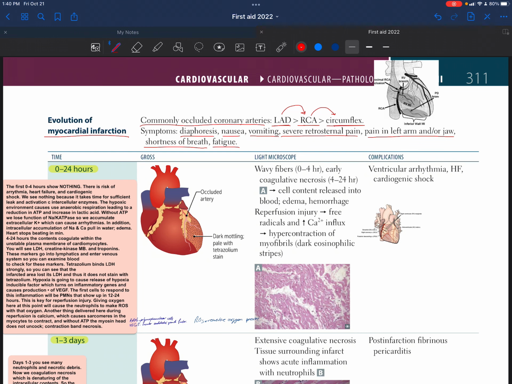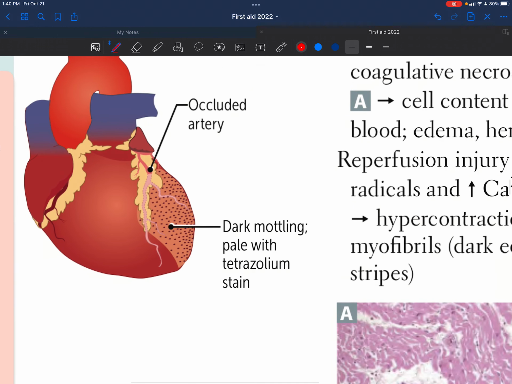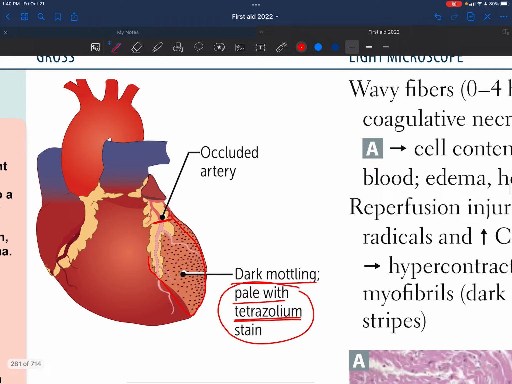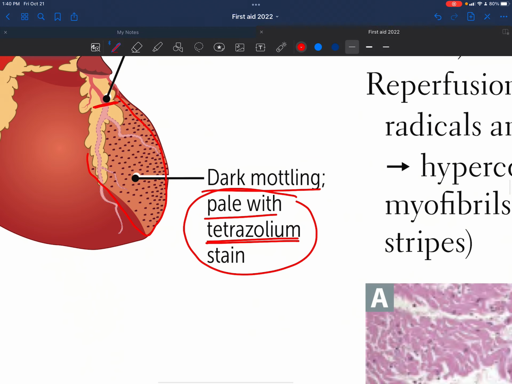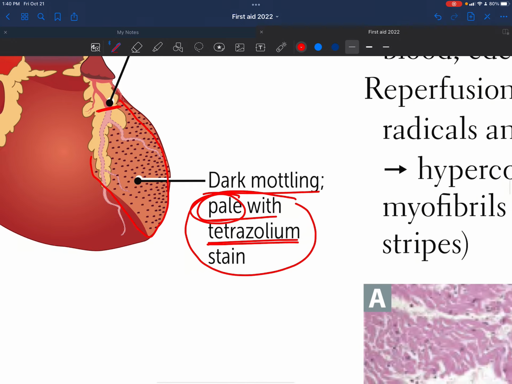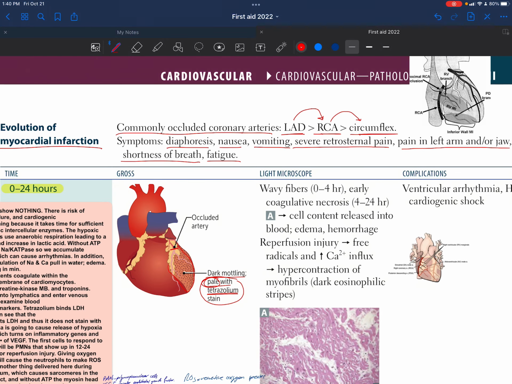So at first, for 0 to 24 hours, on the gross appearance of a heart, we would find, of course, here an occluded artery. There you go, this is the occlusion. And this is the infarcted area. It looks like it has dark mottling, pale, with tetrazolium stain. The tetrazolium is an external stain that we can add to a tissue to know what color it starts to have. So in our case, in myocardial infarction, at 0 to 24 hours, the infarcted area would look pale.